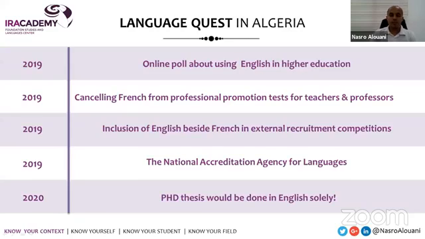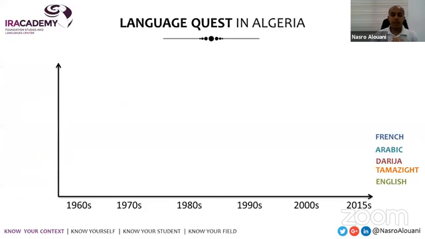In 2020, the Minister of Higher Education announced that PhD theses would be done in English only. So as you see here, English came to be. I tried to do something, just improvisation, okay? It's not based on numbers, just the way I see things.